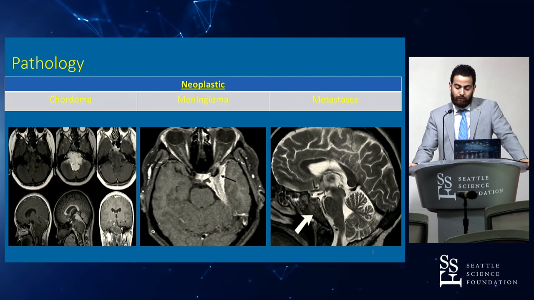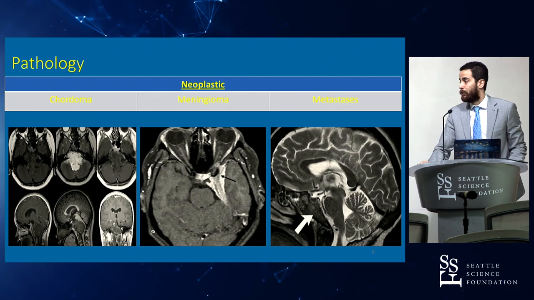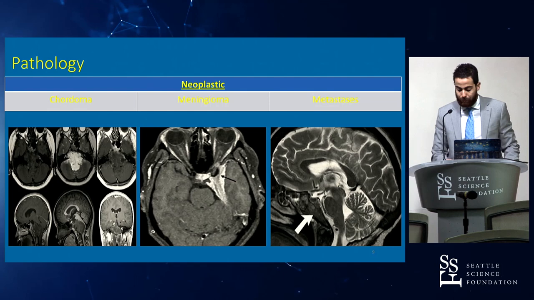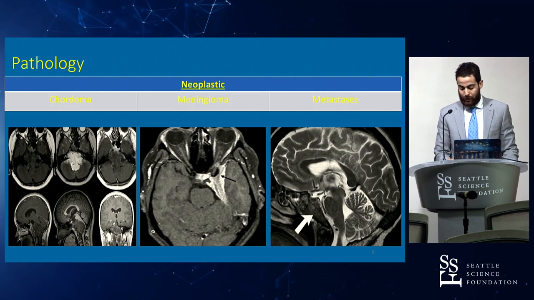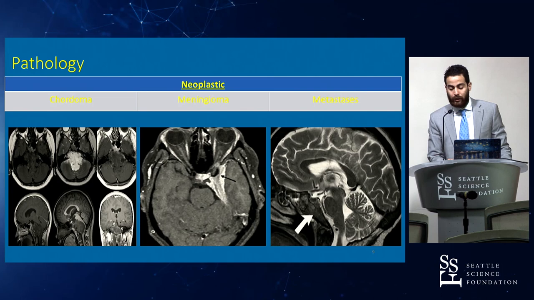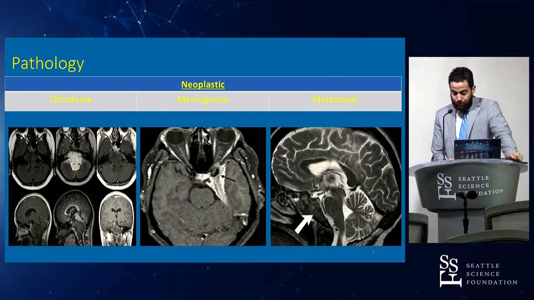Meningiomas. Usually, pure clival meningiomas are very rare. They originate from arachnoid granulations, much more in the central region of the clivus. What is much more common are petroclival meningiomas, usually with a dural tail originating from the trigeminal nerve. And last, we have metastasis, most commonly from lung adenocarcinoma, prostate, and melanoma, in that respective order. We see sagittal T2 weighted images with infiltration of the clivus, usually accompanied by pneumatization and sphenoid communication.